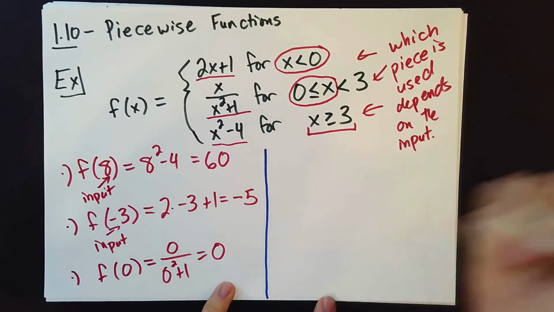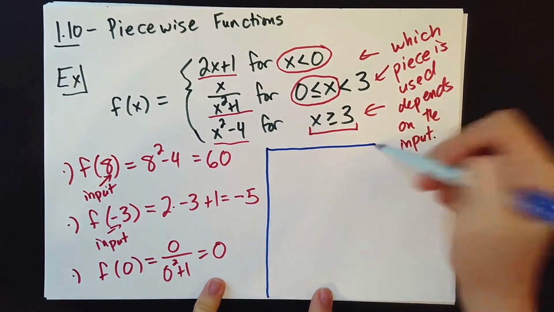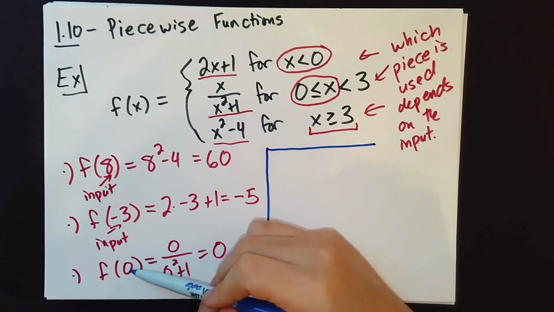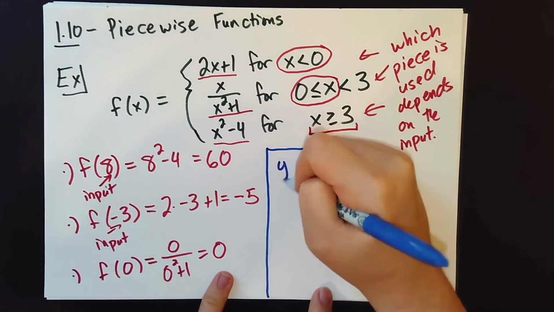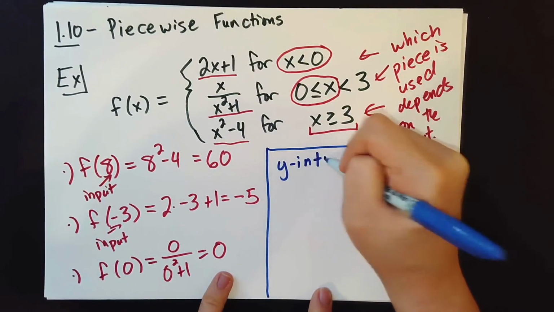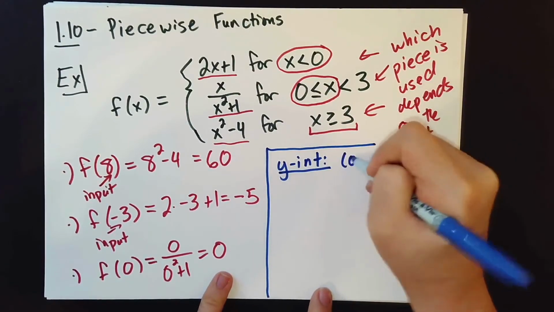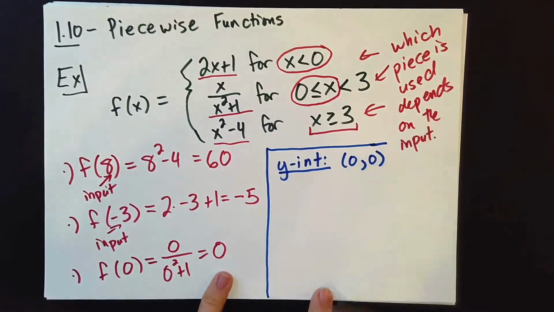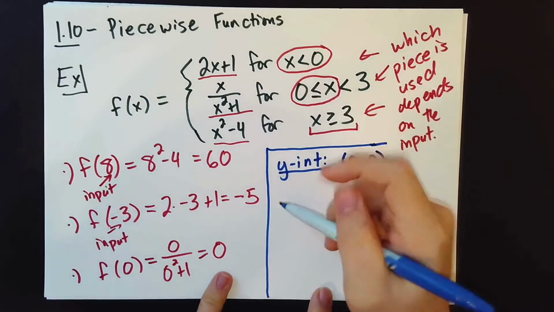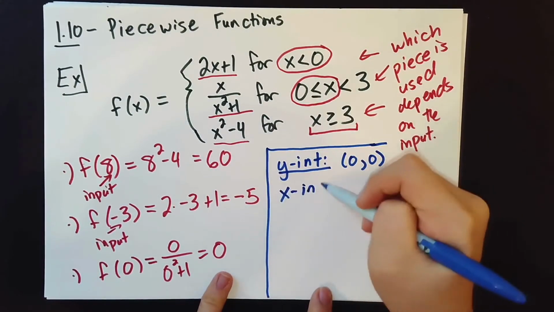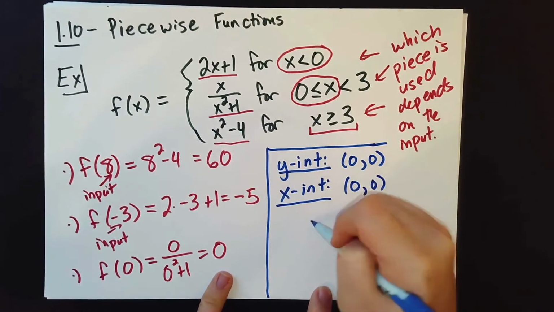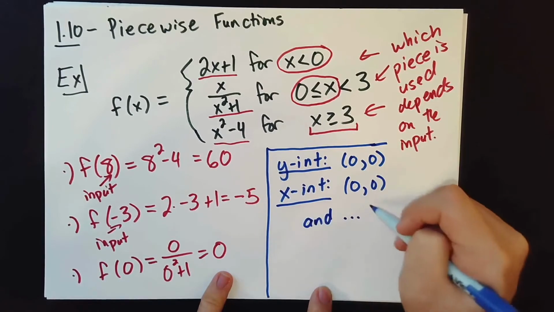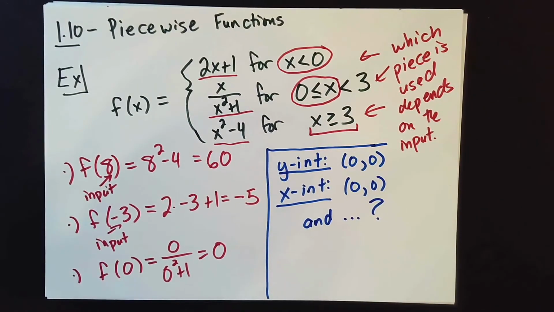Now, I'll note, because this is a function, and we just evaluated the function at 0, that told us the y-intercept. So the y-intercept of this function is (0, 0). And so that tells me, in fact, that 0 is also an x-intercept. Let's try and decide if we think there are any other x-intercepts.